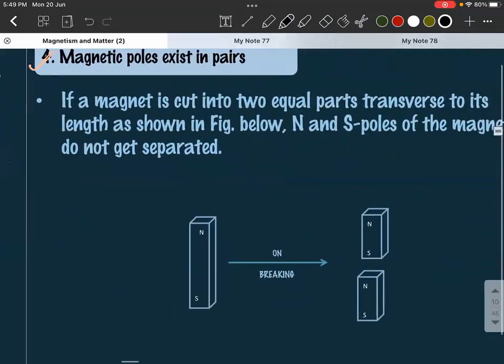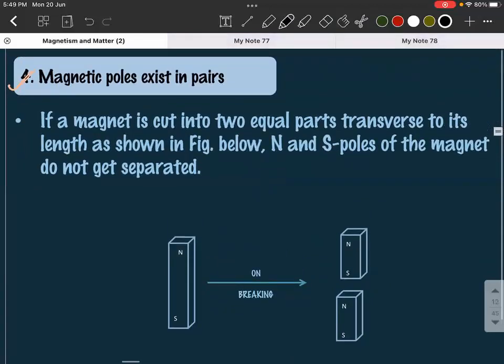One point I want you to remember is that magnetic poles always exist in pairs. Have this in your mind. If you take a magnetic dipole and cut it into as many parts as you want, transversally, meaning perpendicular to the axis, you will have small pieces like this.